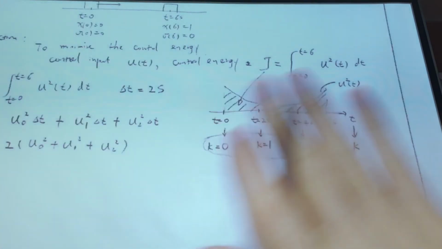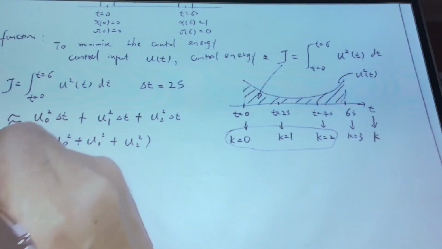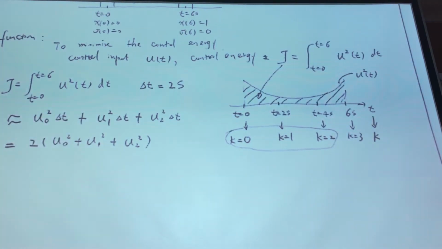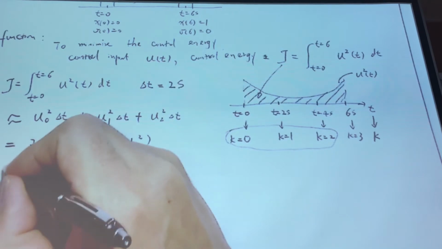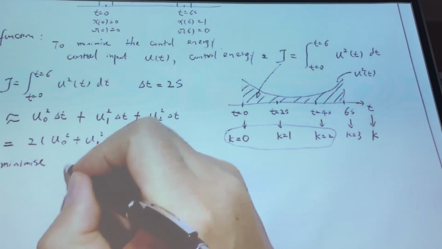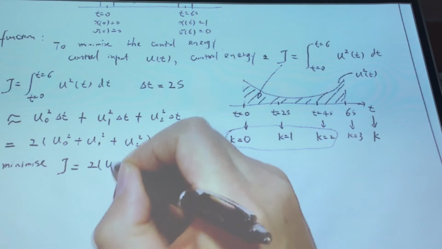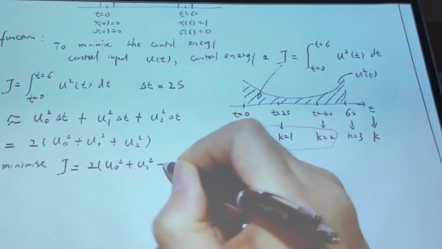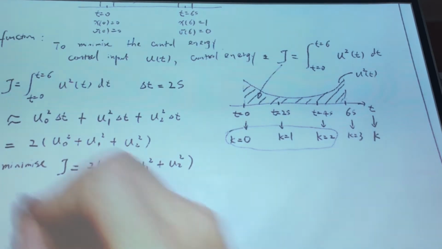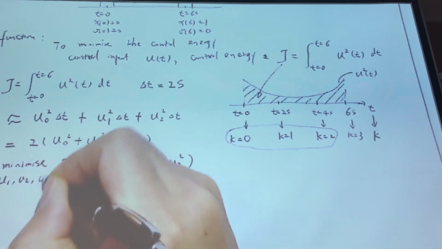Now we have our problem formulation. The problem is we want to minimize this scalar cost function J, given by 2 times u0 square plus u1 square plus u2 square. We want to minimize this in terms of u0, u1, u2.